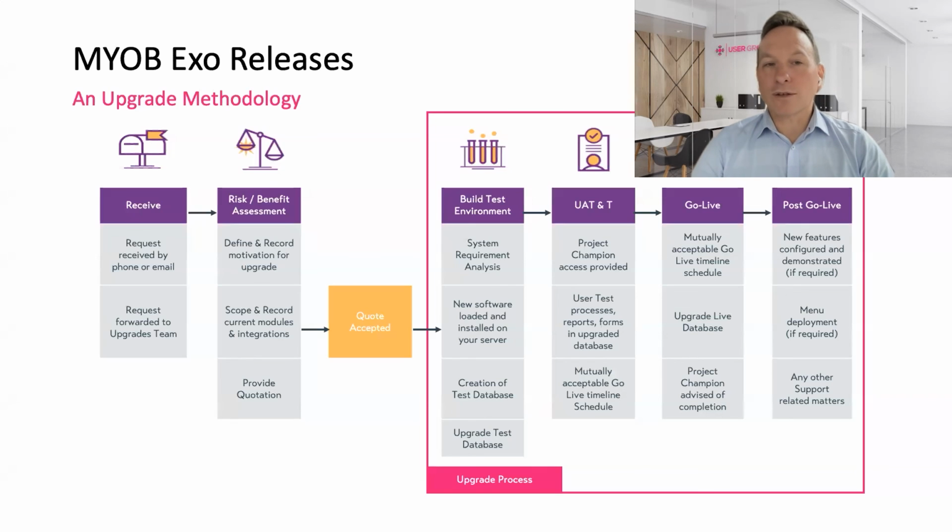In terms of the actual methodology, we recommend a structured and consistent methodology to going through an upgrade release, particularly where you're currently running an older version of Exo. There's a real benefit to taking an approach where you test within a UAT environment. You go through a strict user acceptance testing. You ensure you're embracing the ability to train your users and retrain your users on those new features, and taking the advantage from there.